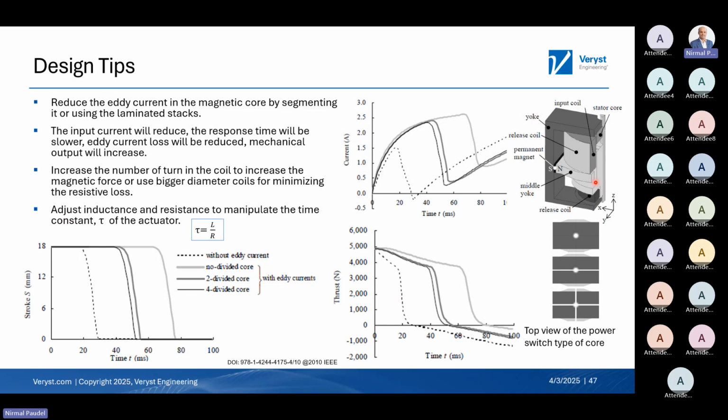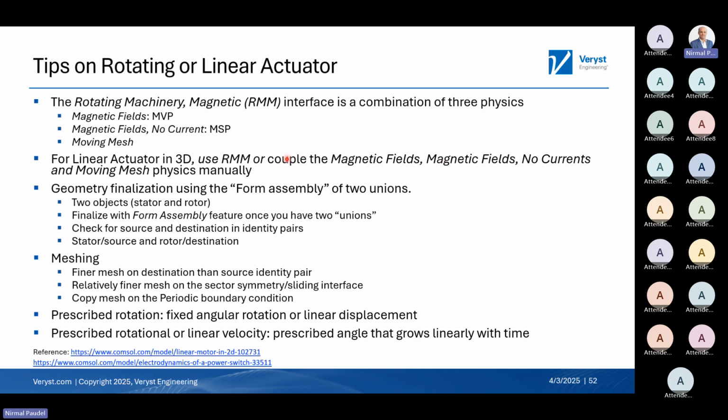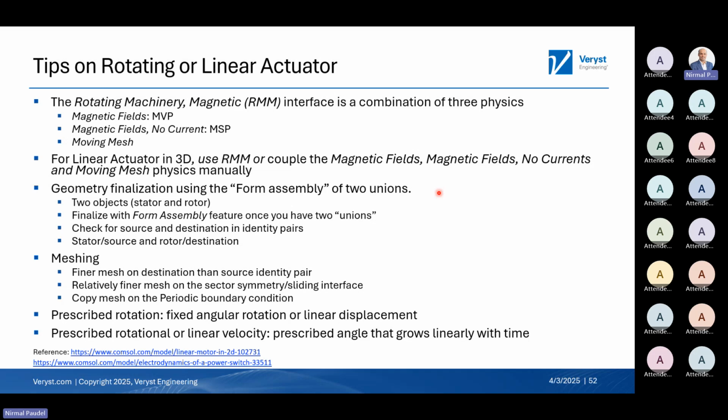So you would need a little bit more complex setup. In that case, what you need to do is combine the magnetic field physics and magnetic field no current physics and then moving mesh physics. So there are three physics you can couple, or you can directly use the rotating machinery interface in COMSOL that supports magnetic vector potential as well as scalar potential formulation. The whole idea is that you have to separate the stationary and moving parts as an assembly so that there is an identity pair between the two.